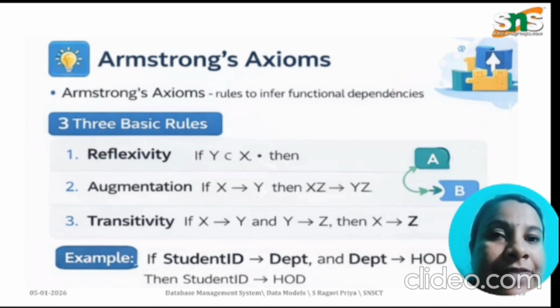Transitivity means if X tends to Y and Y tends to Z, then X should also determine Z. For example, if student ID determines department and department determines HOD, then student ID must also determine HOD.